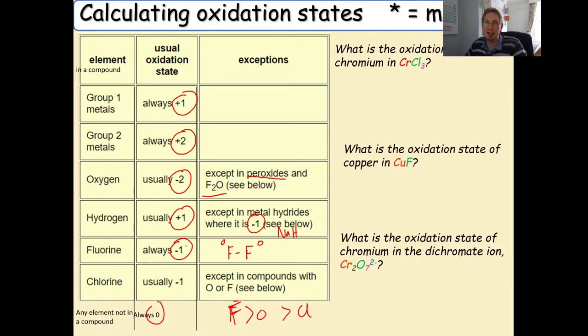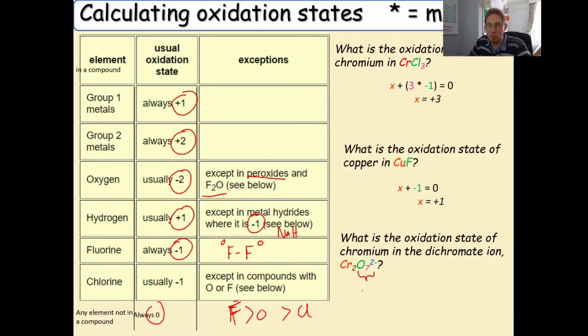And we can use this oxidation state of chromium in CrCl3. We don't know about chromium, but we do know that chlorine is -1, so therefore chromium must be +3. For copper, we don't know about copper, but we do know that fluorine is going to be -1, so copper will be +1.